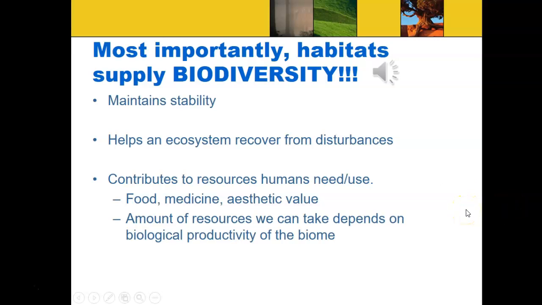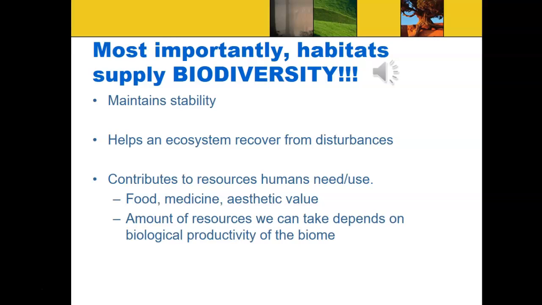And it contributes to resources and humans' needs and uses. So biodiversity provides humans with food, medicine. It gives us something to enjoy recreationally. So for those of you who are hunters or hikers or bikers, having different kinds of habitat gives us places to appreciate nature.